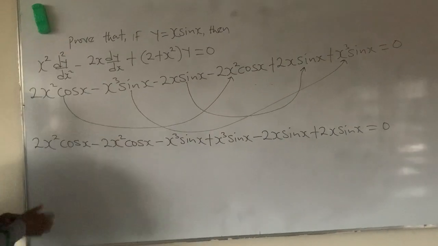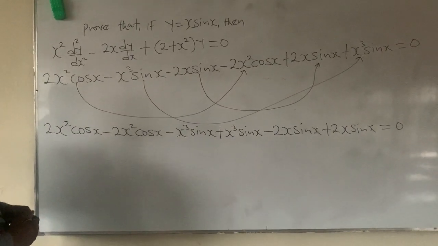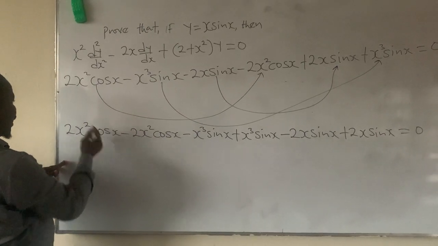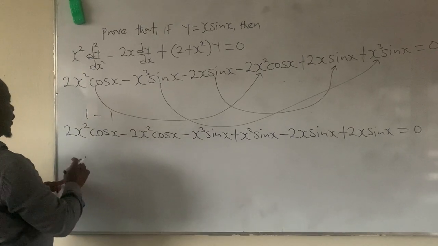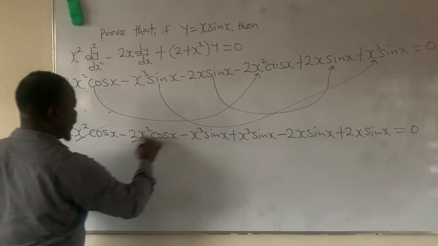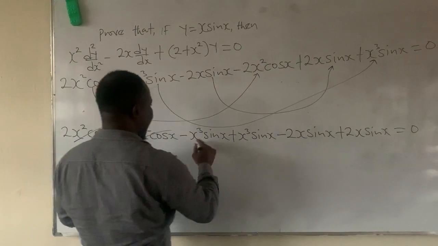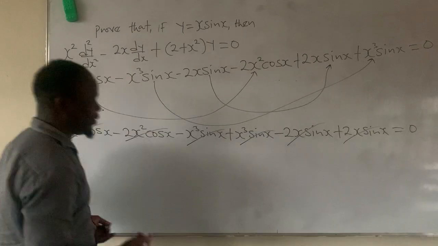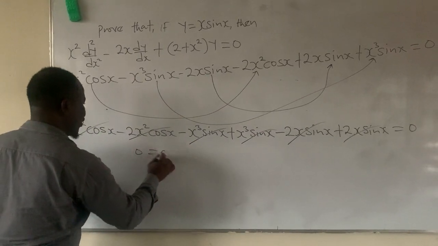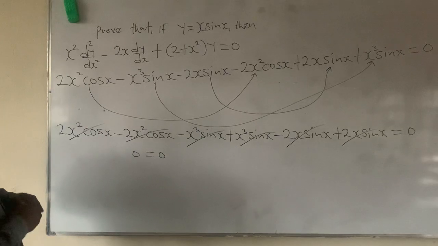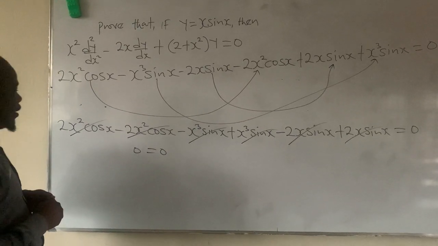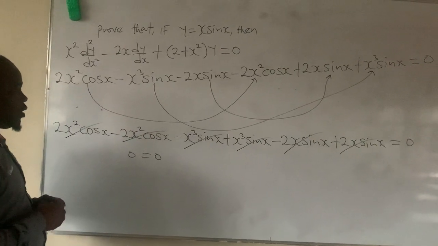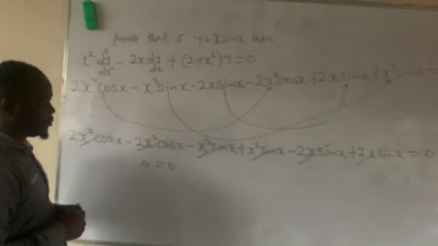So if you agree with me, just like 1 minus 1 here, it implies that this guy and this guy will cancel. Likewise, this guy and this guy will cancel. This guy and this guy will also cancel. It implies that 0 equals to 0. This is the answer. Is that clear? Any question? This is how to solve questions of this form.